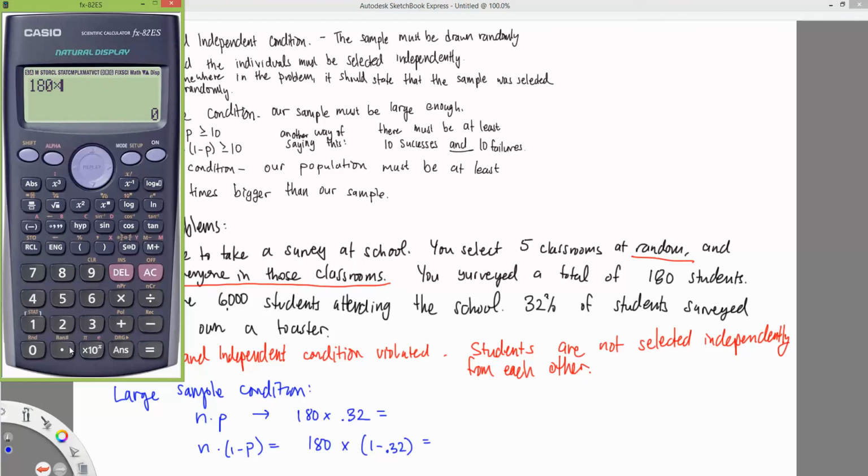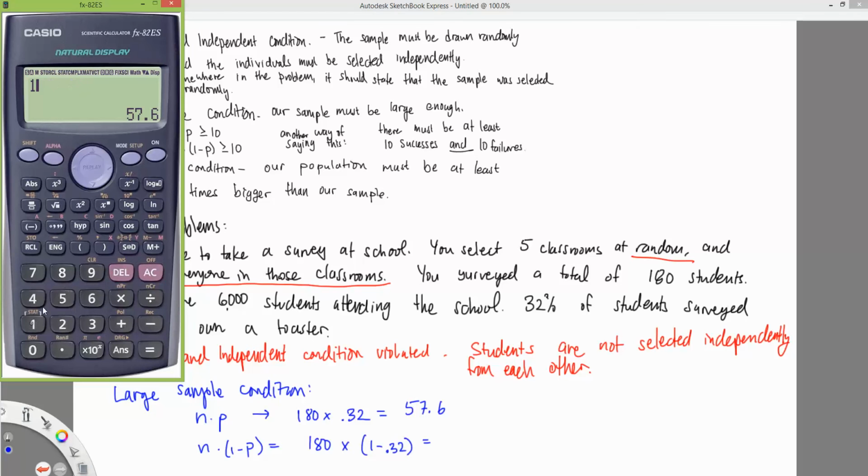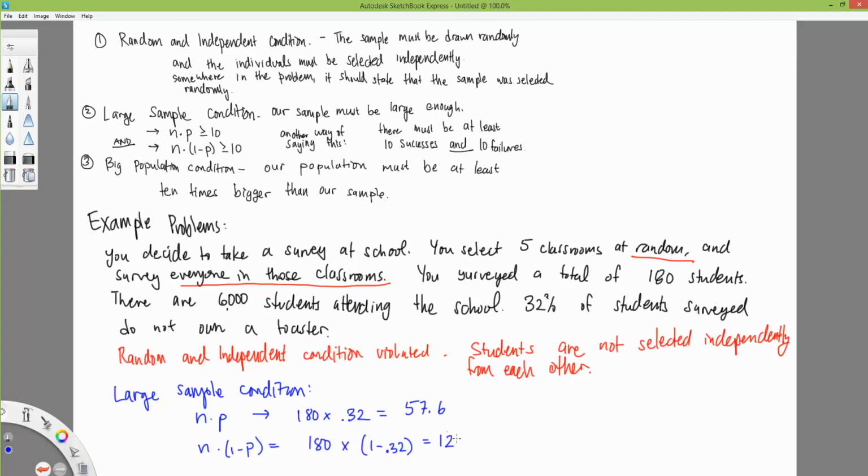180 times 0.32, I get 57.6. And I do 180 times 1 minus 0.32. I put that in parentheses. Okay, and I get 122.4. Okay, 57.6 is bigger than or equal to 10, and 122.4 is also bigger than or equal to 10. So large sample condition is met.